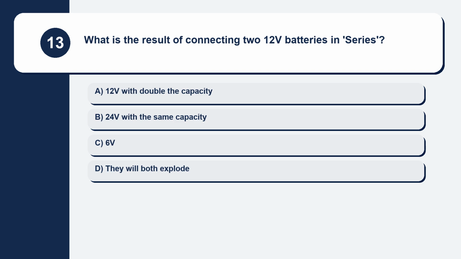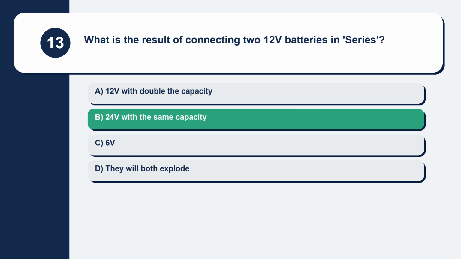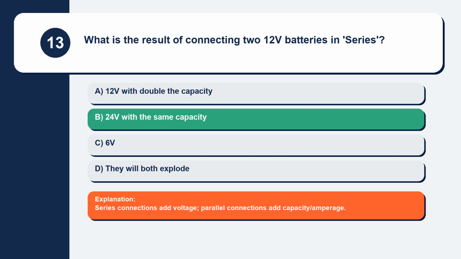Question 13. What is the result of connecting two 12V batteries in series? 12V with double the capacity. 24V with the same capacity. 6V. They will both explode. Series connections add voltage, parallel connections add capacity/amperage.